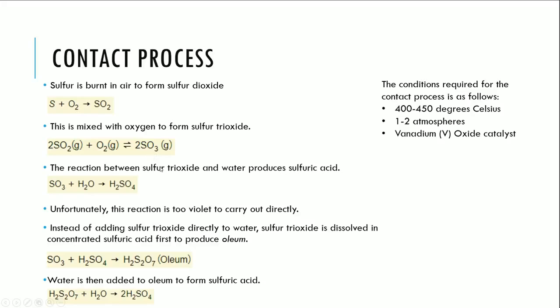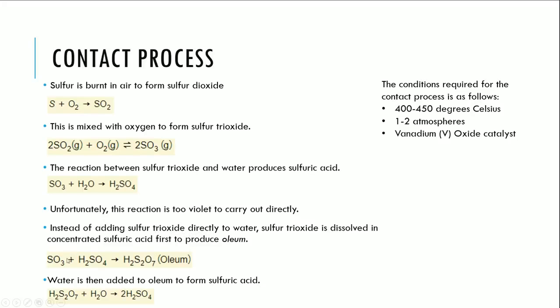The reaction between sulfur trioxide and water inherently produces sulfuric acid. Unfortunately, this isn't exactly what we do in the contact process, despite the fact that it works, because this reaction between sulfur trioxide and water is very, very violent and explosive. So you can't really do that to make sulfuric acid. Instead, what you do is add sulfur trioxide into concentrated sulfuric acid, and we produce something called oleum.